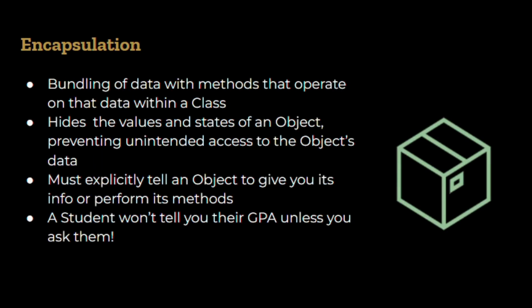Encapsulation, the second pillar of OOP, goes hand in hand with abstraction. It's the bundling of data with methods to operate on that data within a class. Since this inherently hides an object's data, it prevents unintended access to the object's information by forcing you to explicitly tell an object to give you its data or perform its methods. In the case of a student, this is the same as never knowing their GPA until you ask them.